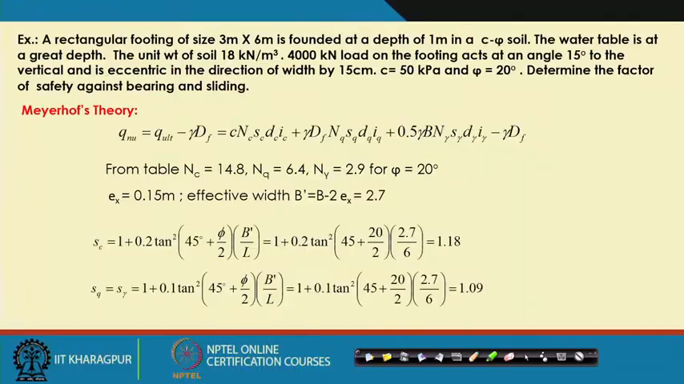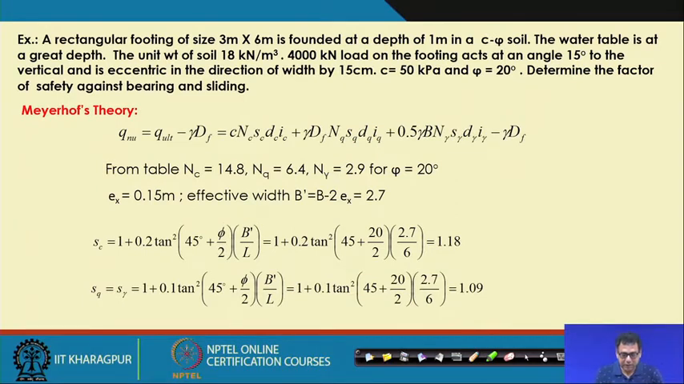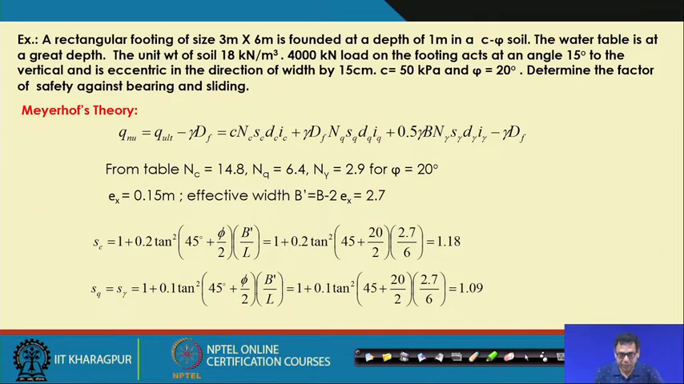I have selected this problem: a rectangular footing of size 3 meter cross 6 meter is resting on a c-phi soil with a depth of foundation of 1 meter. The water table is at a great depth, that means we are not considering the water table effect. The unit weight of the soil is 18 kilonewton per meter cube, and a 4000 kilonewton load is acting on the footing at an angle of 15 degrees with the vertical and eccentric in the direction of the width by 15 centimeter.